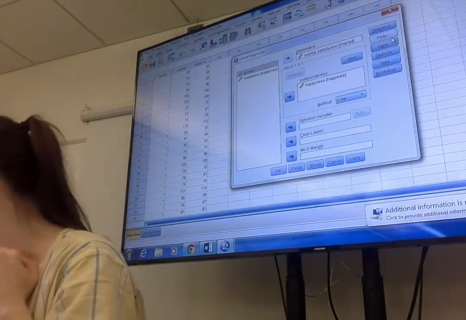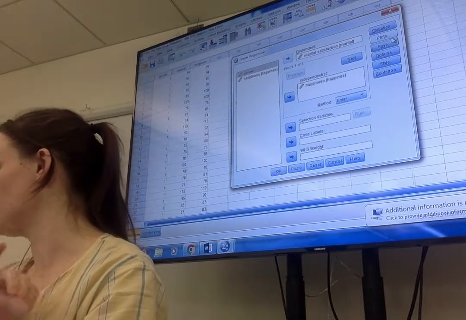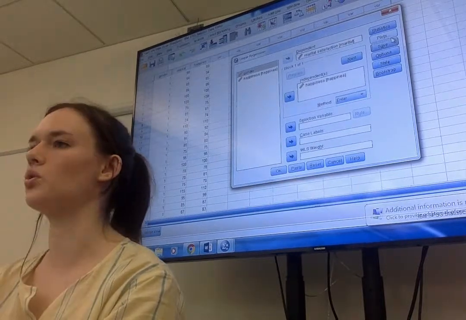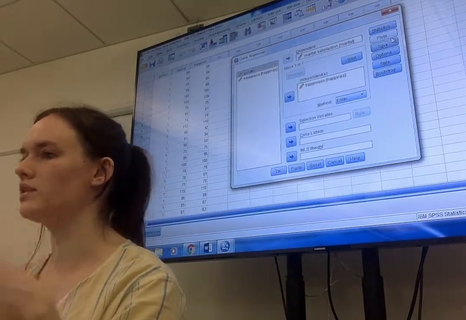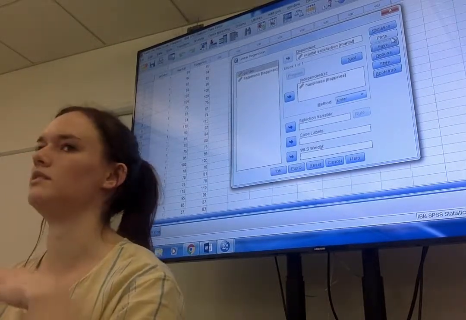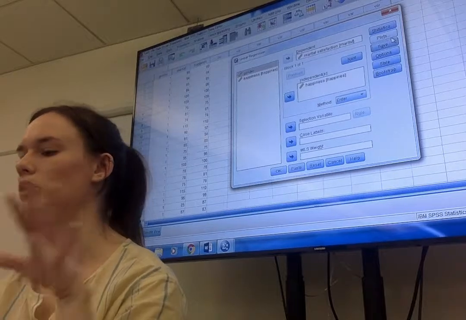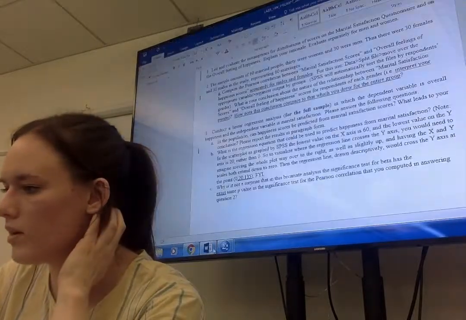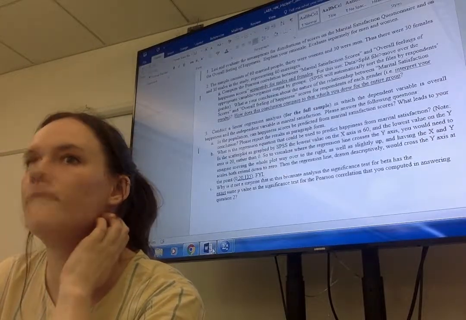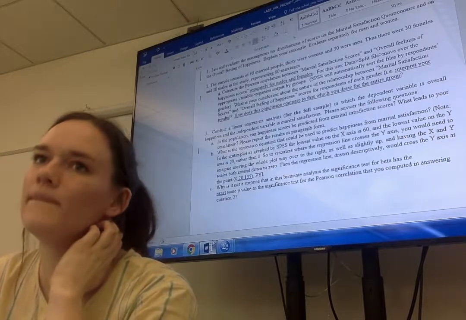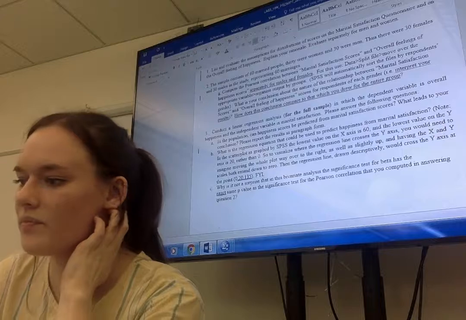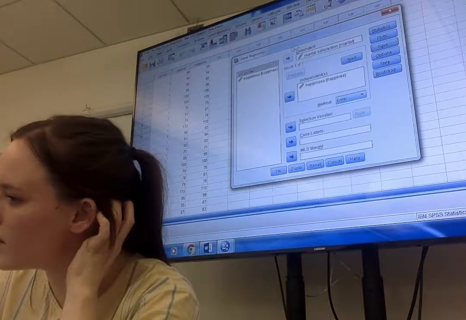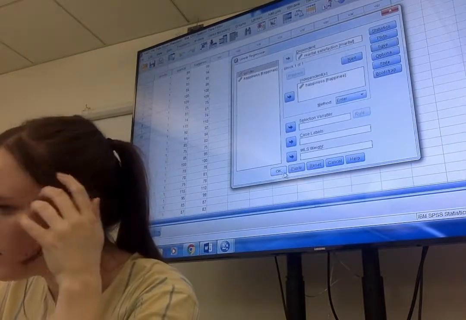So another thing, with regression, we're trying to predict scores in one variable based on another. So that is why the IV and DV do matter. We have to know which one we're looking at. And that's the main difference between regression and correlation. Correlation is just a relationship. Regression is prediction. Yeah, definitely. And then we can go ahead and run it.